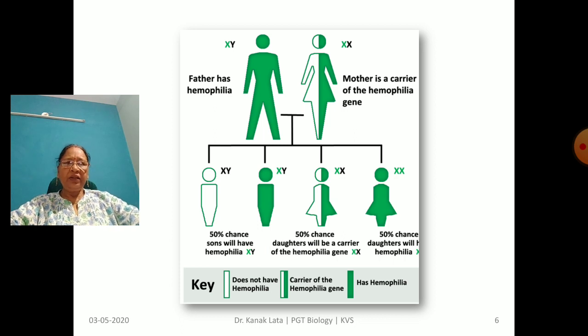Let us see here. In this case, father is hemophilic and mother is carrier. So in this case 50% male child will be normal and 50% male child will be hemophilic, but 50% girl child will be carrier and 50% girl child will be hemophilic.